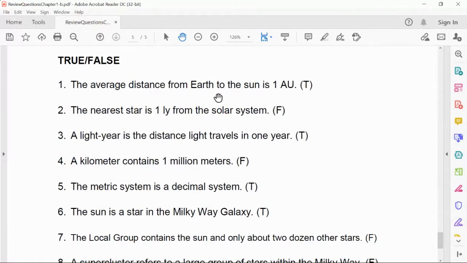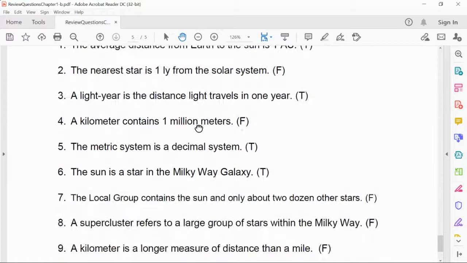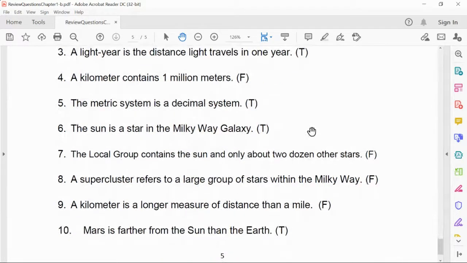True, false: the average distance from the earth to the sun is 1 AU. That's true. The nearest star is 1 light year away from the solar system. That's false because the nearest star is Proxima Centauri, which is 4.2 light years away. A light year is the distance light travels in 1 year. That's true. A kilometer contains 1 million meters. It contains 1,000 meters. That's just logic. So that's false. The metric system is a decimal system. So for many of you, if your height is 170 centimeters, we write it as 1.7 meters. And that's what we mean by a decimal system.